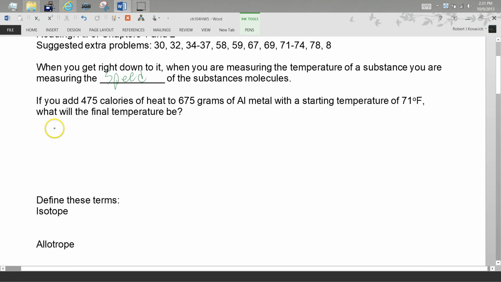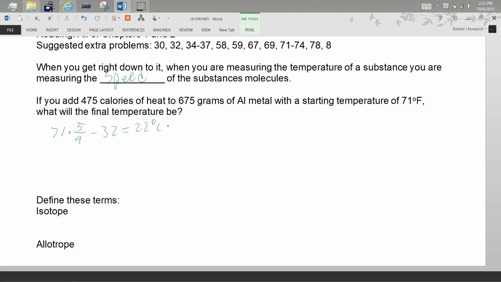Okay, so if I go 71, and then I subtract off 32, and then I have to multiply by 5/9, what do we get there? 22. Is it 22? Yeah. Okay. All right, so I got 22 degrees Celsius, and that's my initial temp. I'm looking for my final temperature. All right, well, let's figure out how much the temperature changed.